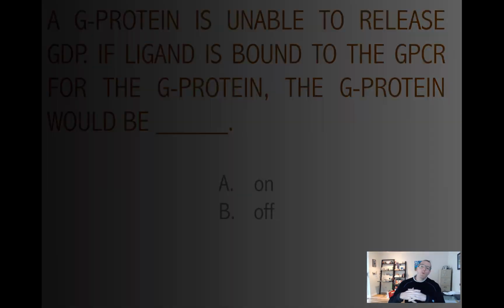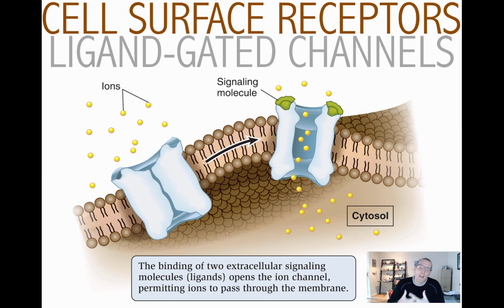Okay, let's go on to our third type of cell surface receptor. This is relatively straightforward. There's a type of receptor called a ligand-gated ion channel. You can find these on the surfaces of cells. All cells have these. You can also find these inside cells on internal membranes as well, but we're going to just focus on those which you find on the cell surface.